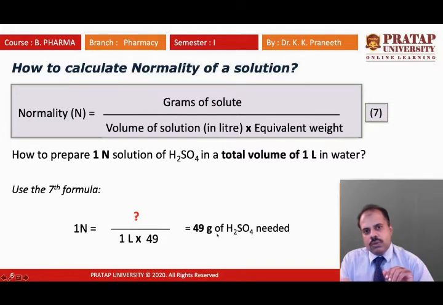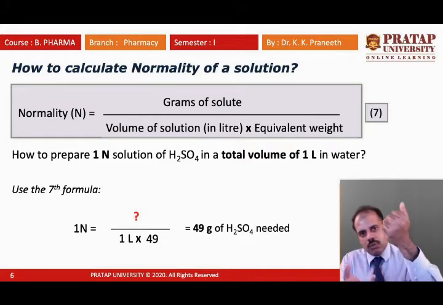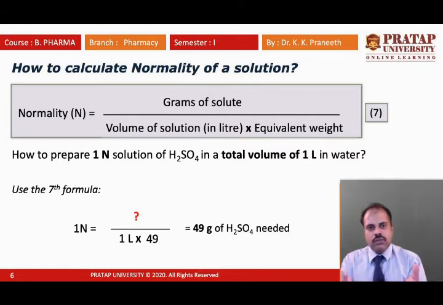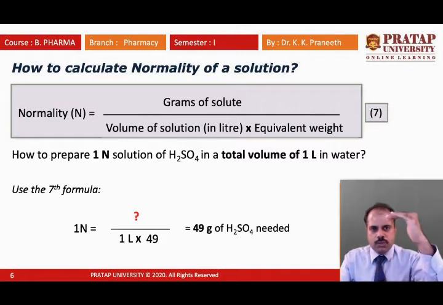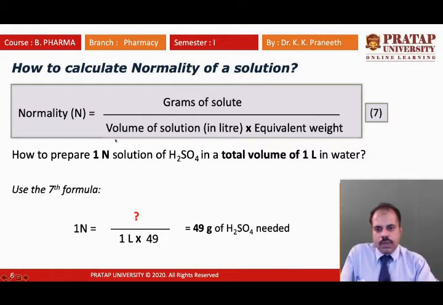So what do you have to do practically in the lab? Because sulfuric acid is a liquid, you have to weigh the liquid in a dropper or something, in a small beaker, right? 49 grams you have to weigh, and then you transfer these 49 grams into the flask and make up to 1 liter. Total volume should be 1 liter, right? This is how you make a solution of a desired concentration of sulfuric acid.